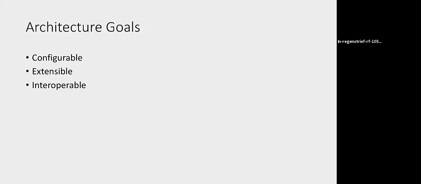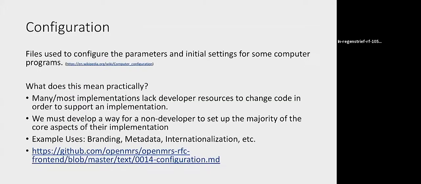Now, what does configuration mean? Files used to configure parameters and initial settings for some programs. Practically, what this means is that we have distributions all over the place. We need them to be able to set up their version of OpenMRS without coding. We'd like it so that they can set different properties. Say, I want this module, I want that module. On my login page, I want to show this image, or I want to have these colors for my organization. You need to give organizations flexibility to have some control over the look and feel.